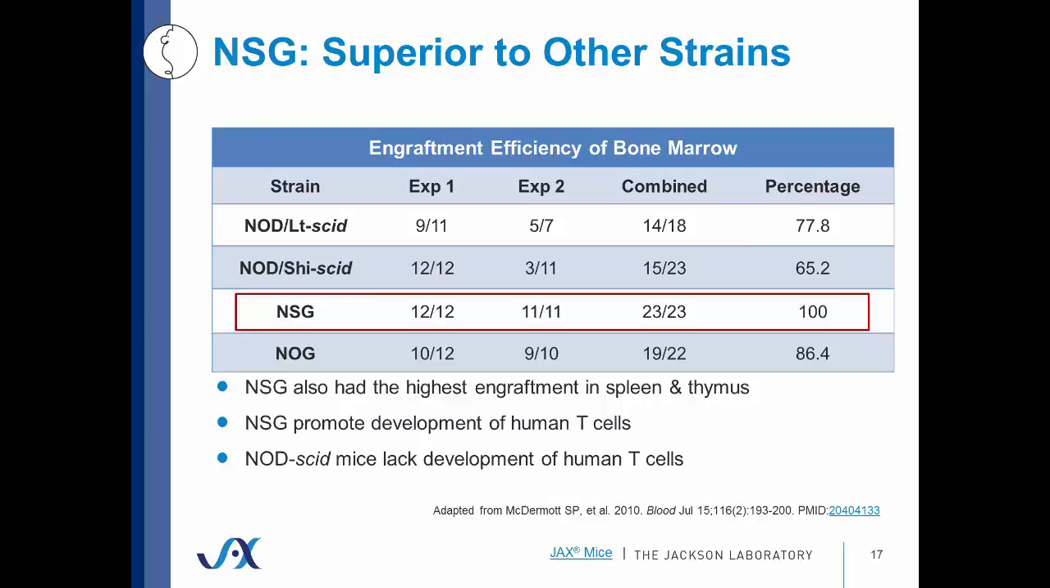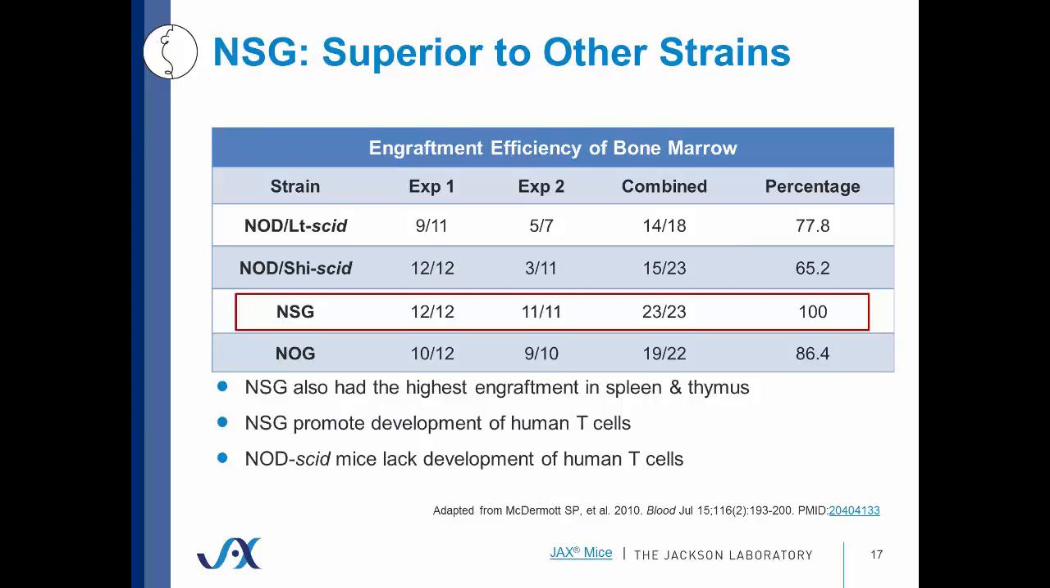Then we have the NSG mice, which I've introduced to you earlier, and then there's the NOG mice, which you may have heard of. This is an NOD mouse called NOG. It also has an IL-2 receptor gamma chain mutation, but the fundamental difference here is that it still has in its IL-2 receptor gamma chain mutation the extracellular domain, but no intracellular signaling domain, so it's not a full null like the NSG mice.